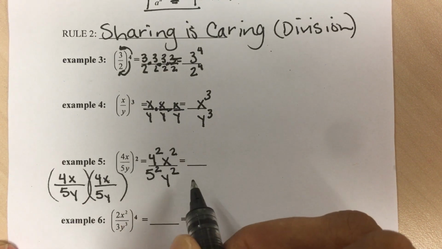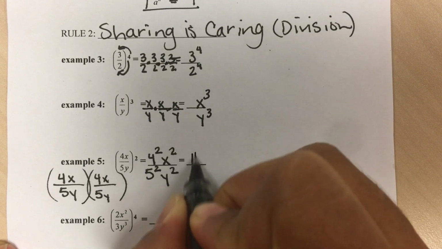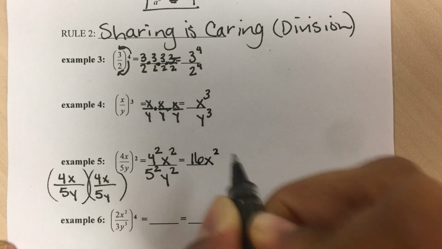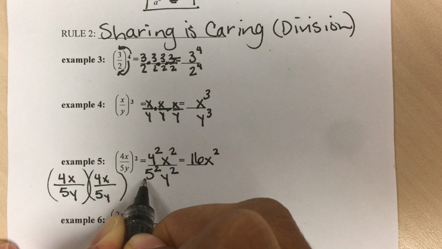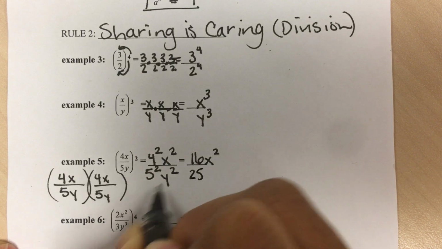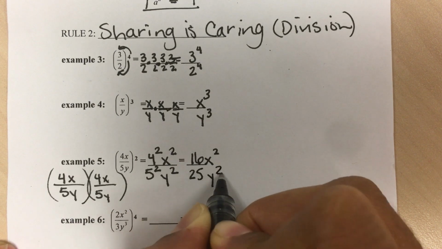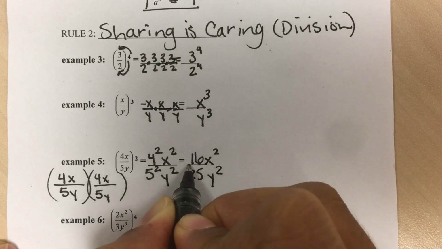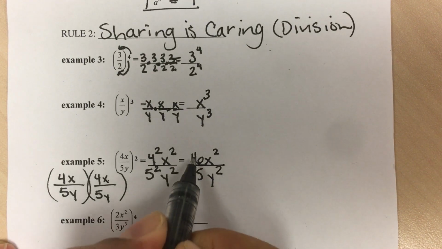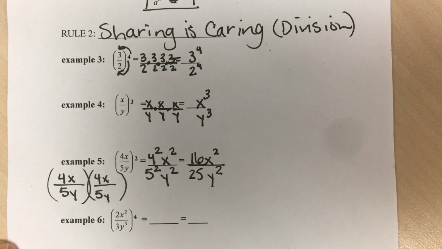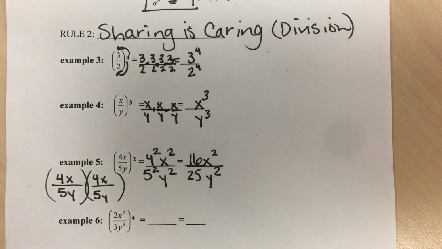Now we're just going to clean it up. What is 4 squared? It's 16. I can't clean up the x squared, so just copy it. What is 5 squared? It's 25. I can't clean up the y squared, so just copy it. And that's my answer. I do, of course, want to make sure that 16 over 25 does not reduce. So you already know you're just going to try to reduce that either by hand or in your calculator. However, 16 over 25 does not reduce, so that is our final answer.